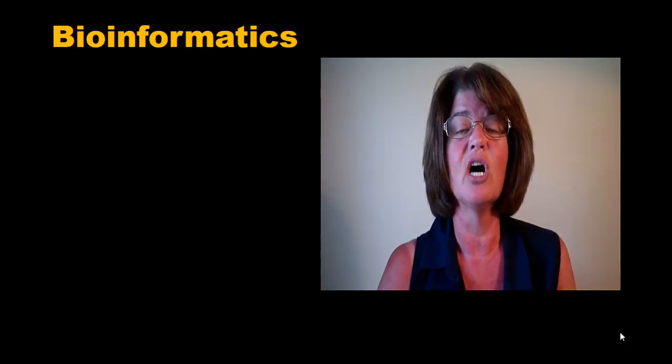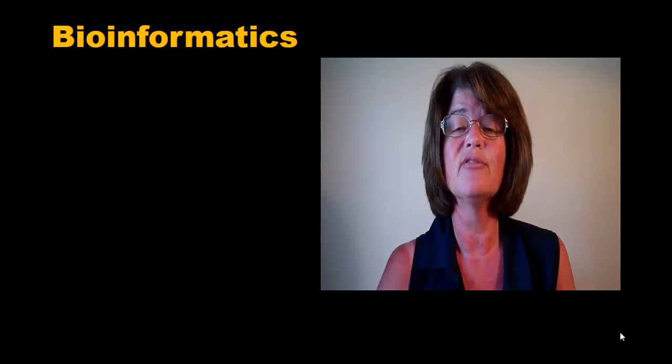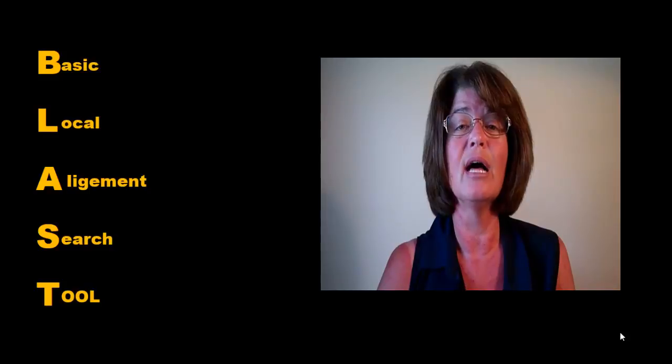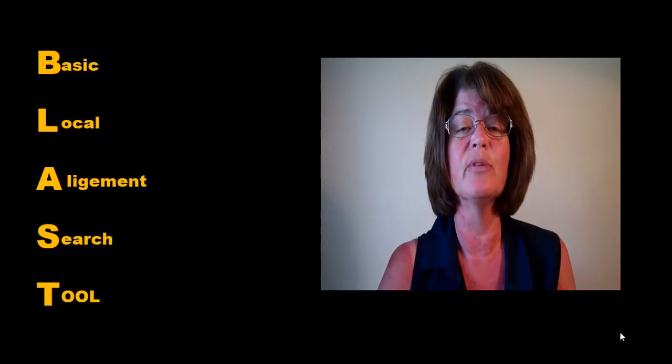Scientists use a process called bioinformatics to analyze biological data to determine evolutionary relationships between two organisms. Bioinformatics uses statistics, mathematical modeling, and computer science to analyze the data. An extremely powerful tool is BLAST. BLAST is an acronym for Basic Local Alignment Search Tool. We will be using BLAST in our investigation.